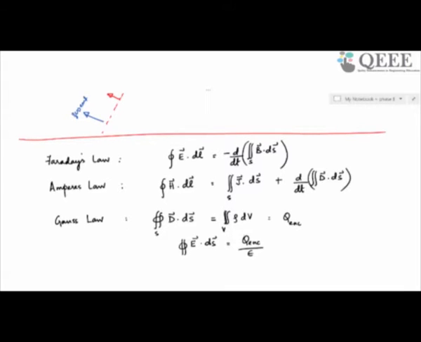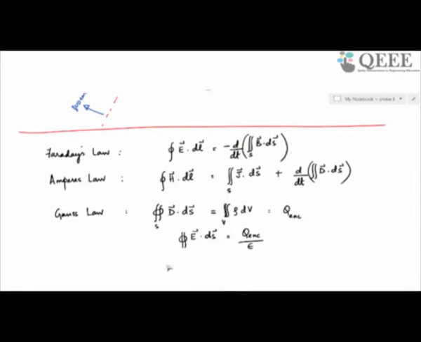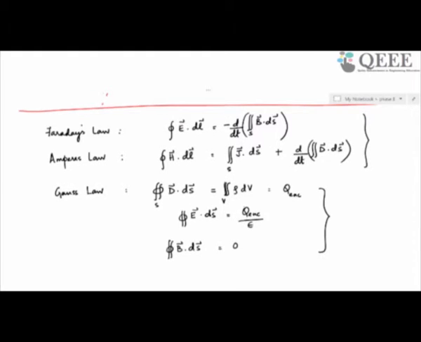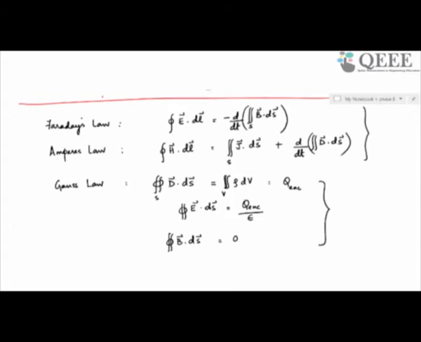Both representations are correct. One more law, which does not carry any specific name, is Gauss law in magnetism, which states that the closed surface integral B dot ds is equal to 0. So there is nothing called magnetic charge. These two laws are symmetric between electric and magnetic field, and these two are the parallels. Now these are the integral forms of Maxwell's equations.